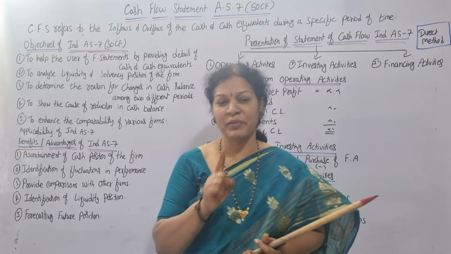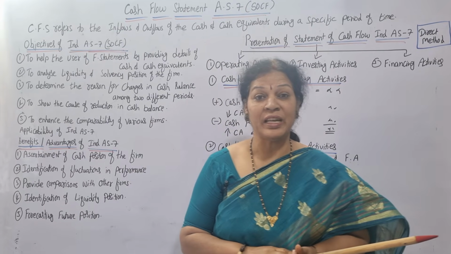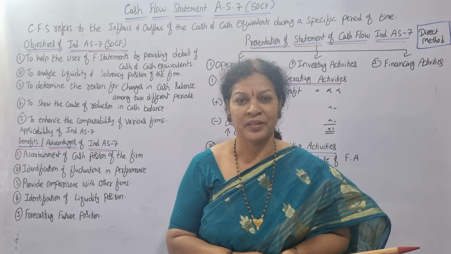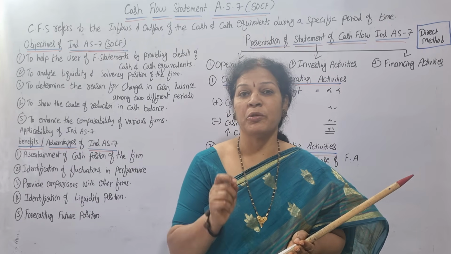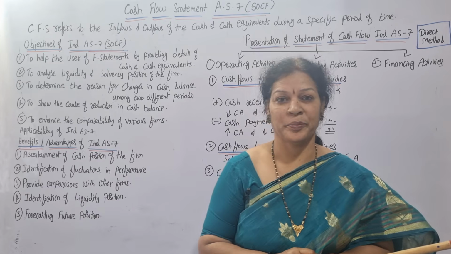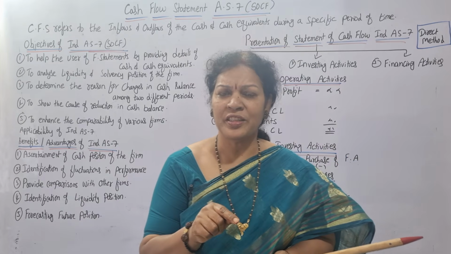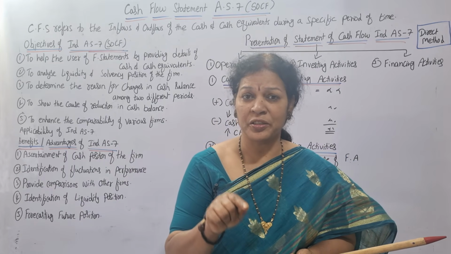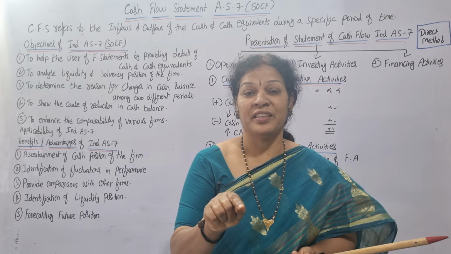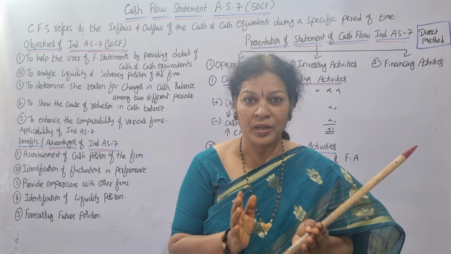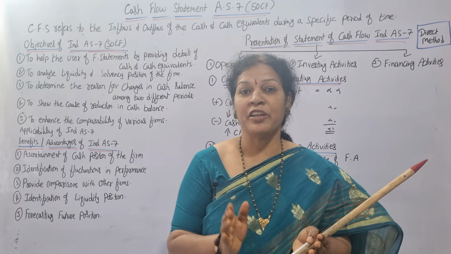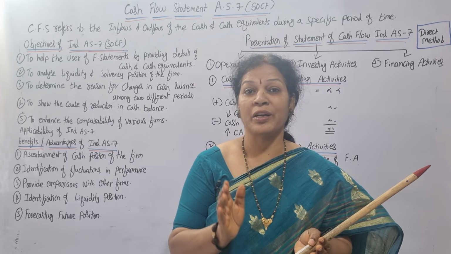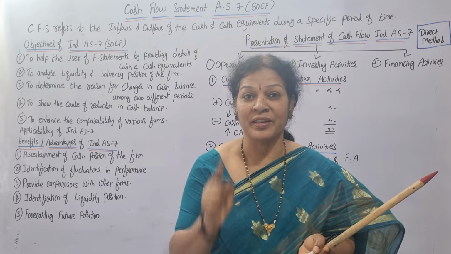Accounting Standard 1 we have seen. Today we'll see Accounting Standard 7. What does this 7 say? 7 describes the cash flow statement. Earlier this statement was Accounting Standard 3. 3 was the cash flow statement. Now, at present, 2024 onwards, the cash flow statement is described in Accounting Standard 7.